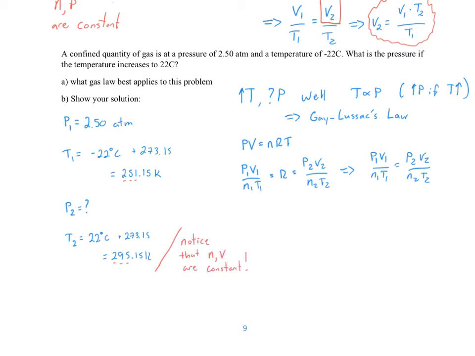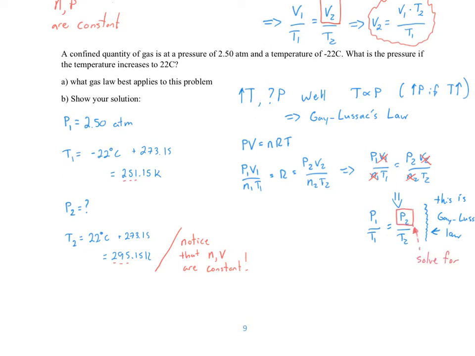Now, what we need to recognize also are the constants here. We have the number of moles, n, and the volume as constants. That means we can cross these out on both sides of the ideal gas law. And what we're left with is P1 over T1 equals P2 over T2. You might recognize this as an expression of Gay-Lussac's law, which we just derived from the ideal gas law.